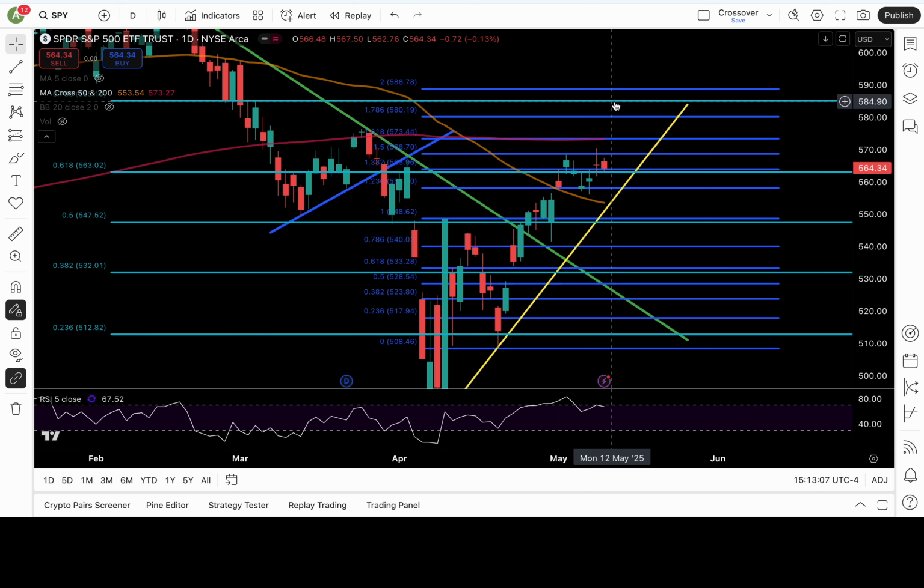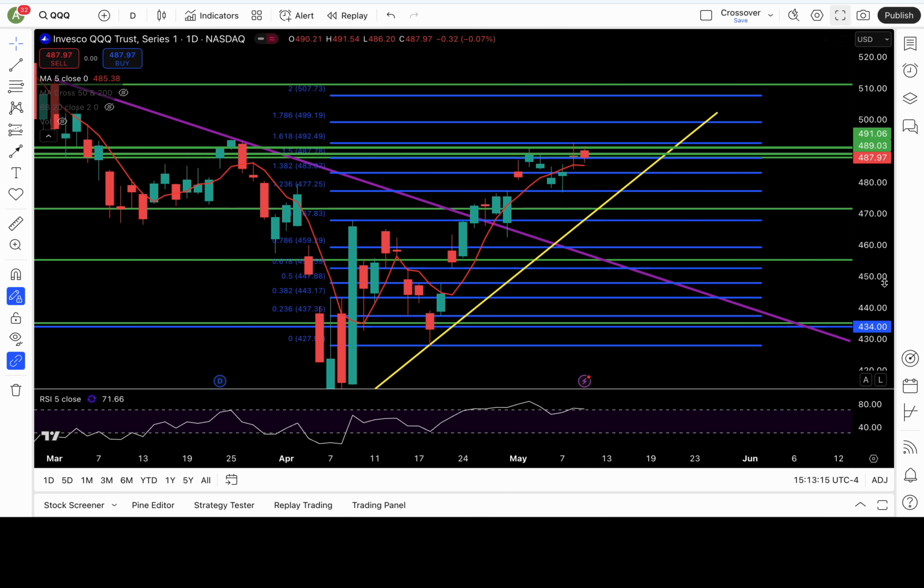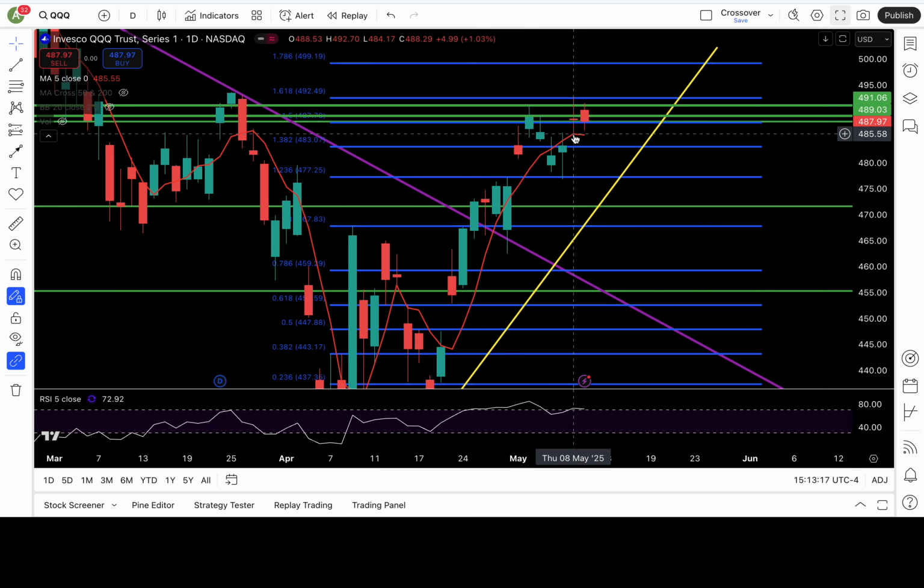But otherwise, between 561.7 up to 570.3, we are in the chop range. Triple Q also has an inside candle setup. The chop range it has is 484 up to, I'm going to round it up, 492.7.